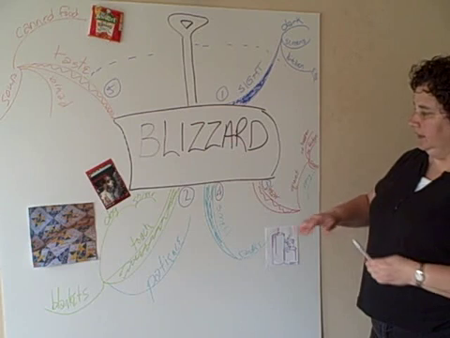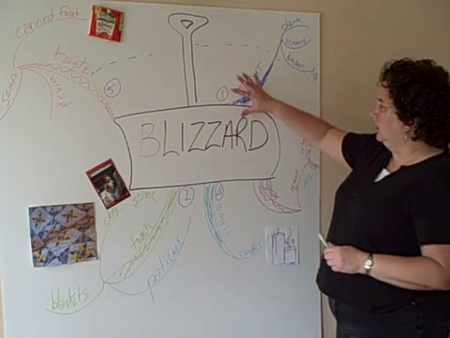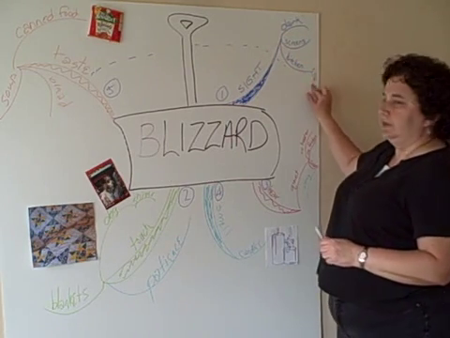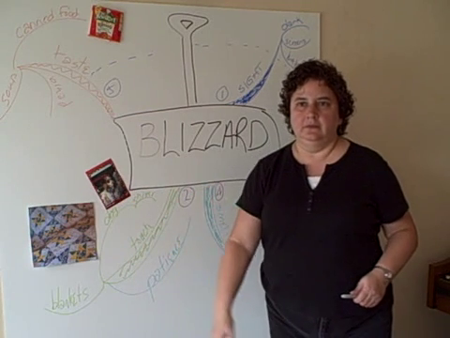But the idea here is to just represent your ideas in one word, show the hierarchies with fat branches, little tiny twigs, and use colors and use pictures.